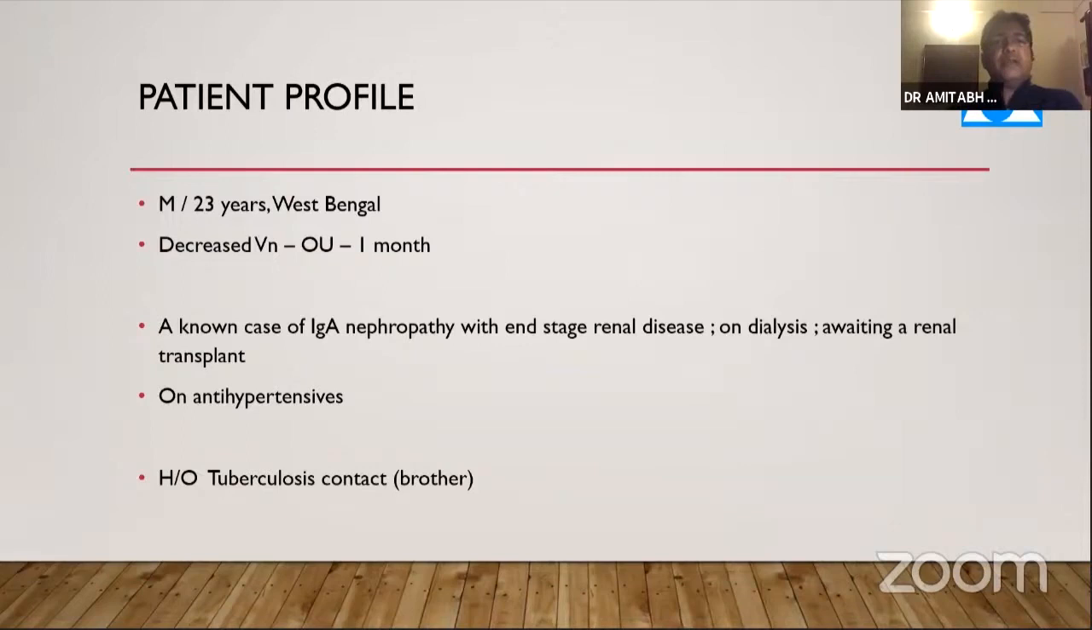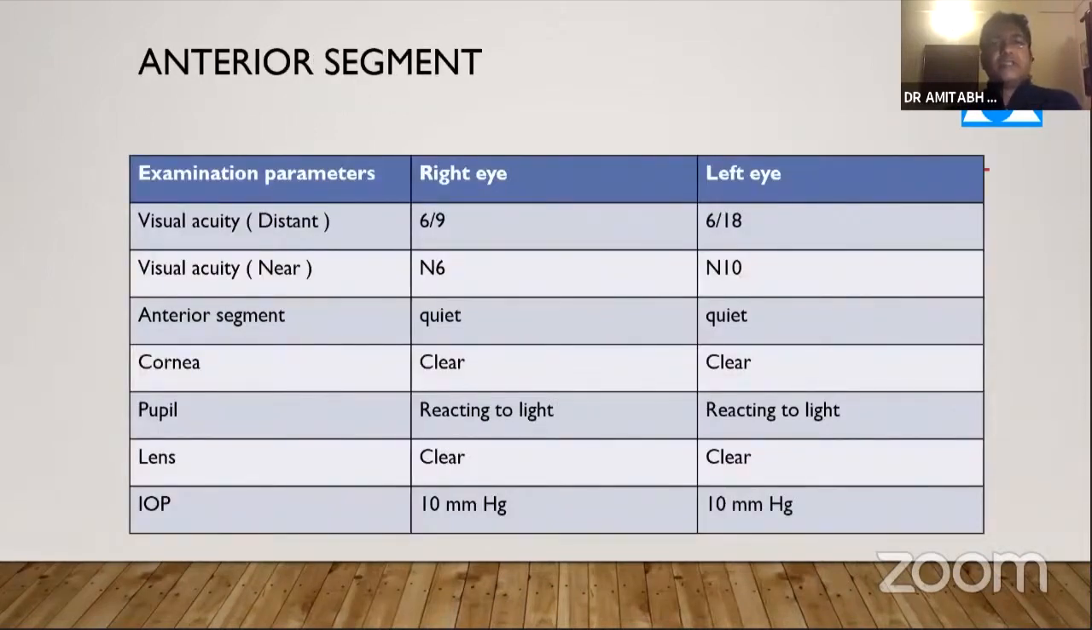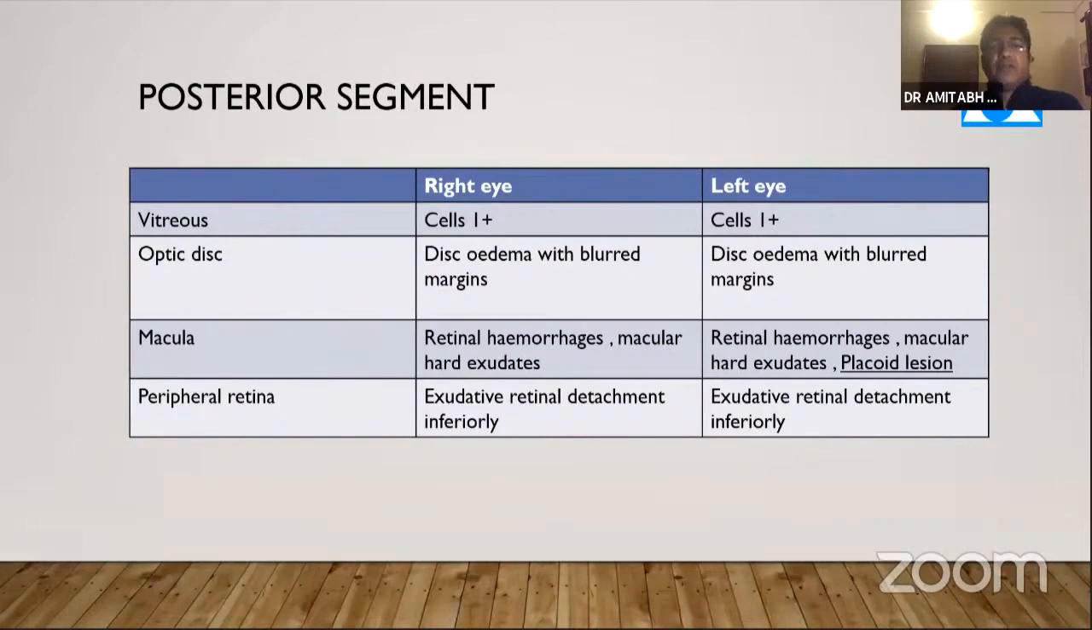On examination, his best corrected visual acuity was 6/9 and 6/6 in the right eye and 6/18 and 10 in the left eye, with a quiet anterior chamber and a normal intraocular pressure, whereas the posterior segment showed vitritis in both the eyes with edematous discs. The retina revealed retinal hemorrhages with macular hard exudates in both the eyes with a placoid lesion in the left eye, and he had an exudative retinal detachment inferiorly in both the eyes.